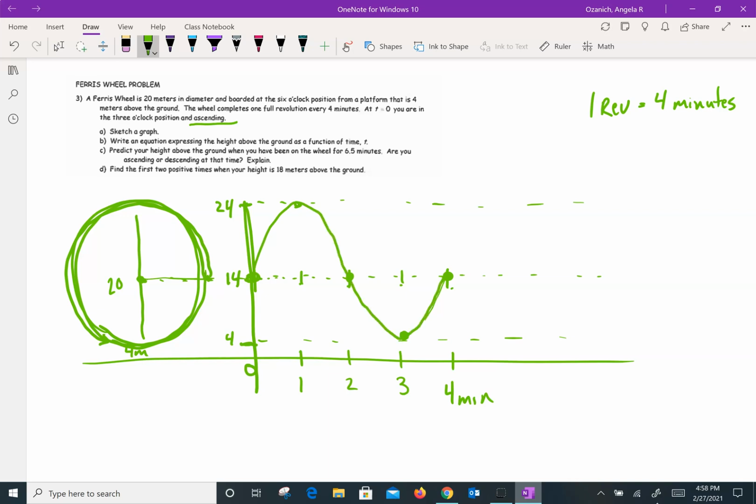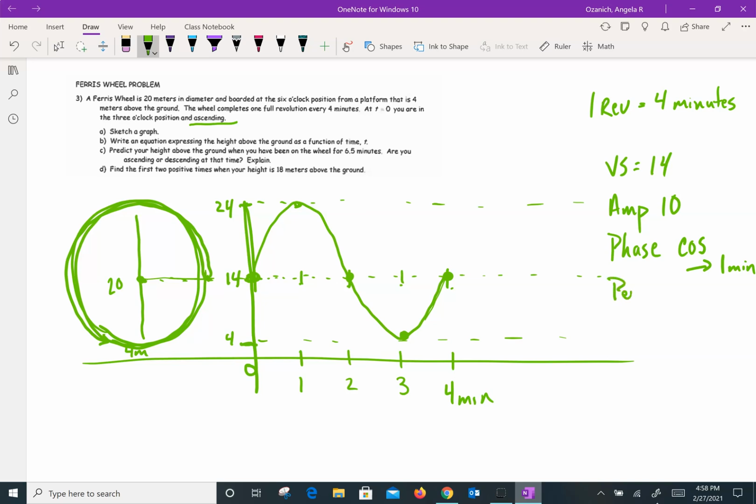Okay, so let's look at the information we have. We have our vertical shift, which is 14 meters. We have our amplitude, which is going to be 10 meters. We have a phase shift that we do not have to incorporate unless we're going to write this in terms of cosine, which we can. And if we do, we want a phase shift to the right 1 minute. So we'll do both. And then what do we have left?